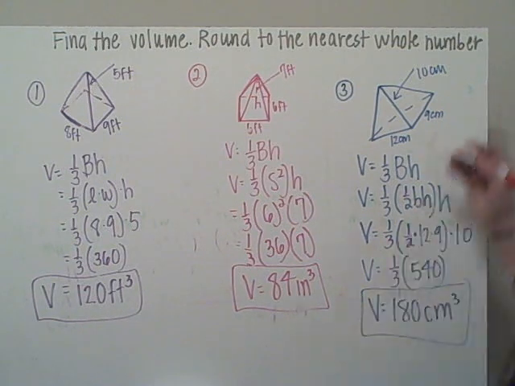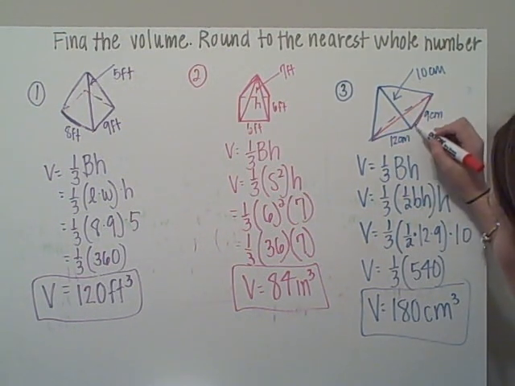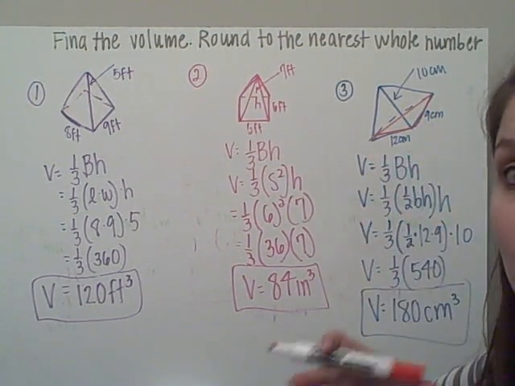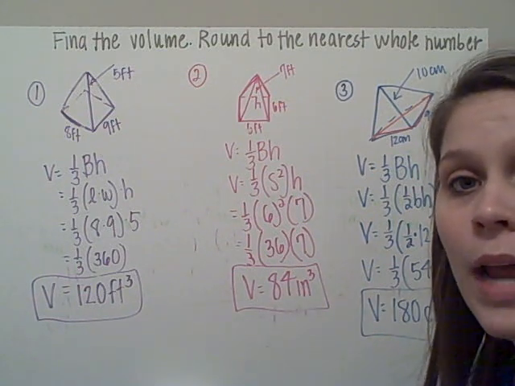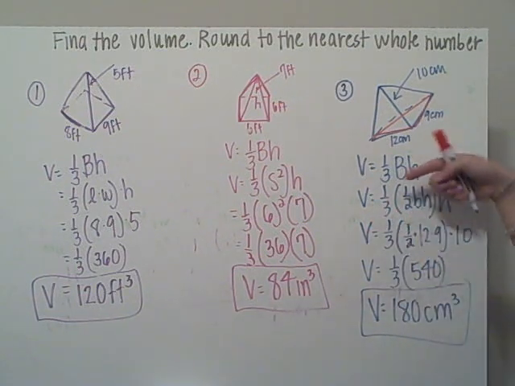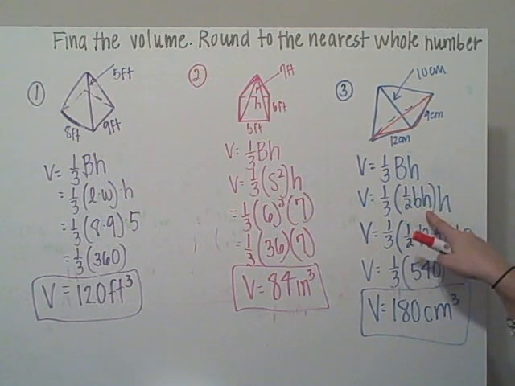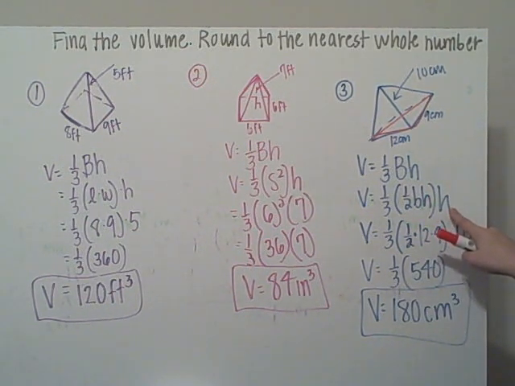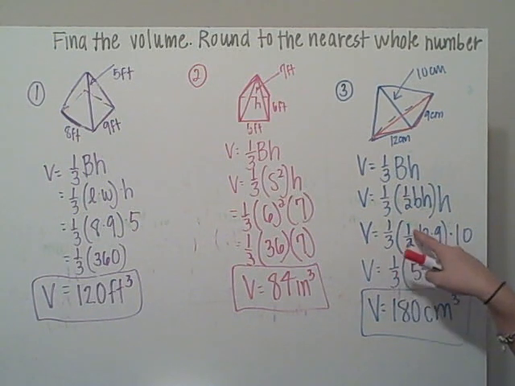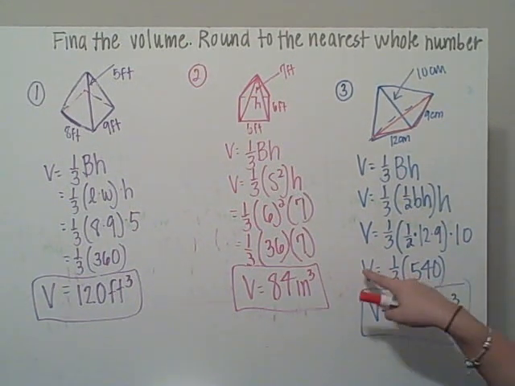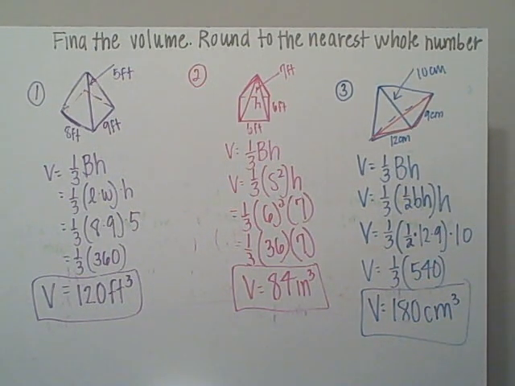And our last one has a triangular base. So this triangular base, big B is going to be the area of a triangle. So 1/2 base times height. So our volume is 1/3 times 1/2 times the base of the triangle times the height of the triangle times the height of the entire figure. So I have 1/3 times 1/2 times 12 times 9 times 10, the height of the entire thing. Well, 1/2 times 12 times 9 times 10 is 540, and 1/3 of 540 is 180 cubic centimeters.